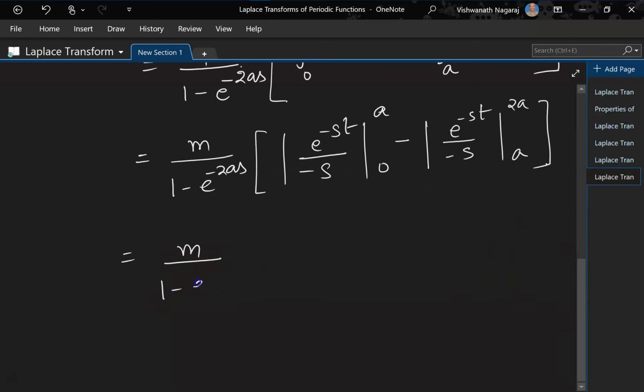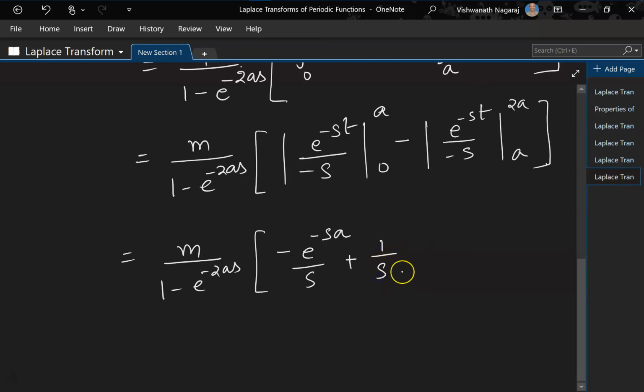Okay, m by 1 minus e to the power of minus 2as times. Now here minus can be taken out. And let's do the substitution as well. a for t. So minus e to the power of minus sa by s. And when we substitute, because of this minus in the denominator, this becomes plus. e to the power of minus s times 0, which is 1.